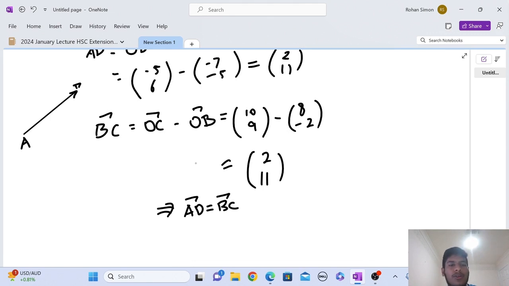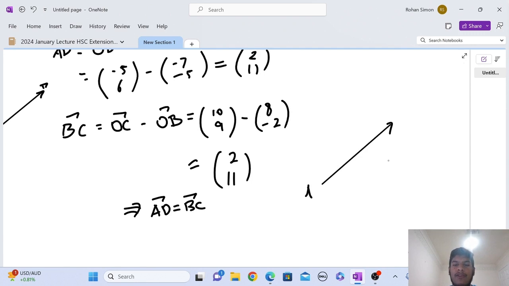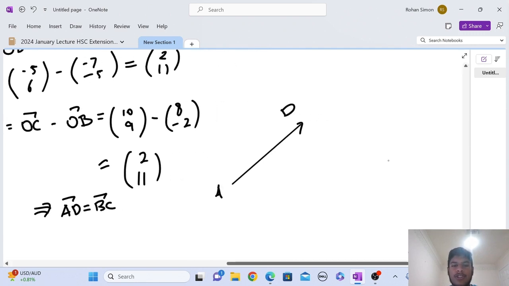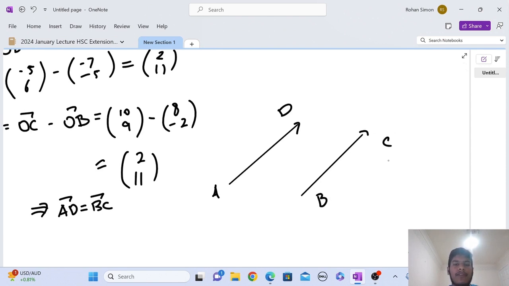And so we've shown that AD equals BC, and so we've shown that these two vectors, AD and BC, are equivalent. Now I have a rough idea of what the parallelogram looks like. Vector AD and vector BC look like that. They're two equivalent vectors, right? So what happens if we close off these two here? We have vector AB, and we have vector DC. If we can show that these two vectors are also equivalent, then it's a parallelogram, right?